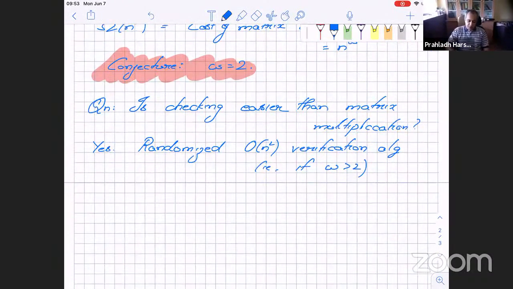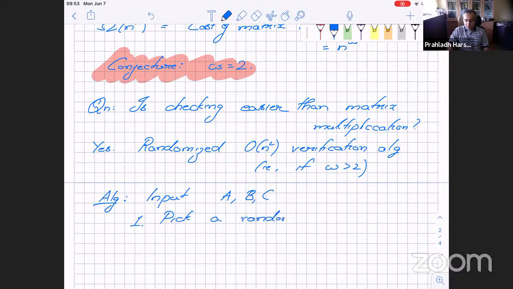And the algorithm is going to be the following. I'm going to use randomness. The input is A, B, and C. We will pick a random V, from F to the n if it's a finite field. If it's the rationals, I'll pick it from S to the n, where S is some finite set of numbers. And then check if ABV equals CV.